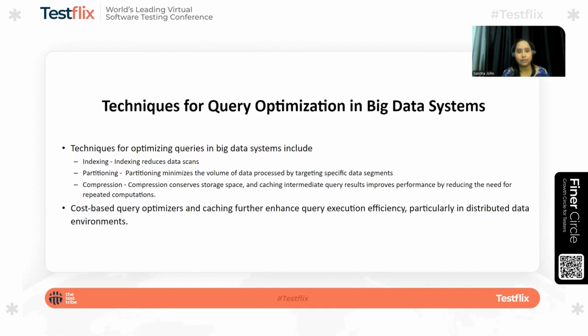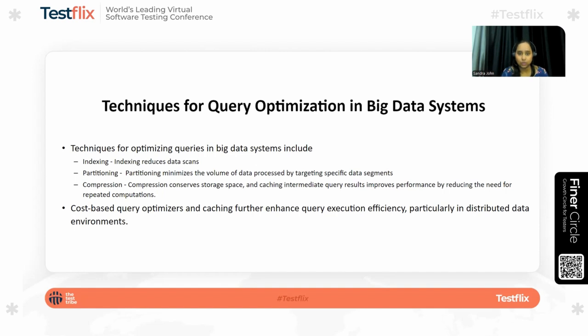Partitioning is minimizing the volume of data processed by targeting specific data segments. Like if we have a huge amount of data related to customers and sales, if we target specific data related to customers, we'll be able to get more efficient and more qualitative data out of it rather than doing an overall broad spectrum search. And compression, quite self-explanatory over here.